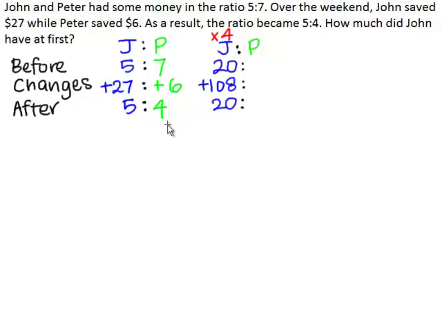We have 4 units for the after ratio for Peter, and 4 needs to be multiplied by 5 to get 20, and so we'll multiply all the elements on Peter's side of the ratio by 5. Here we have 7 units, and 7 times 5 will give us 35. Here we have plus 6, and plus 6 multiplied by 5 will give us plus 30. And here we have 4, and 4 multiplied by 5 will give us 20.